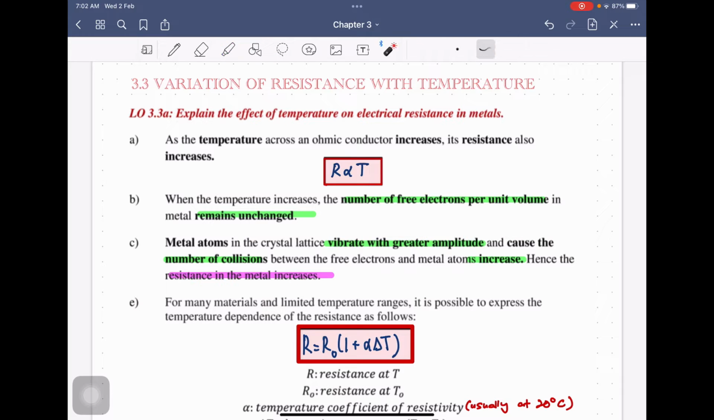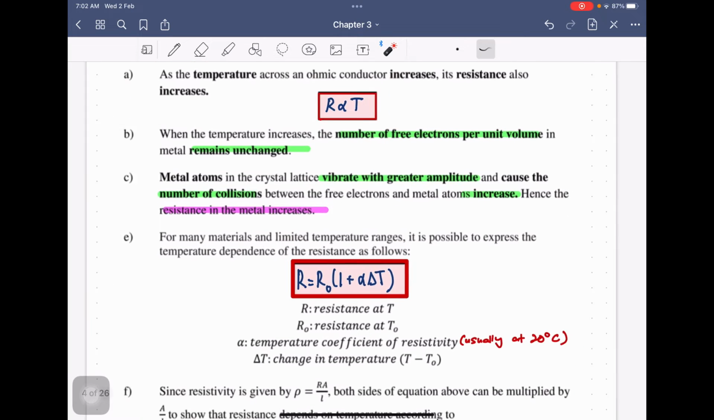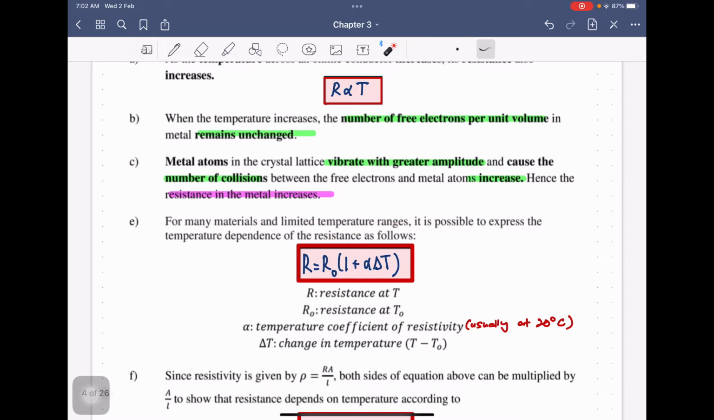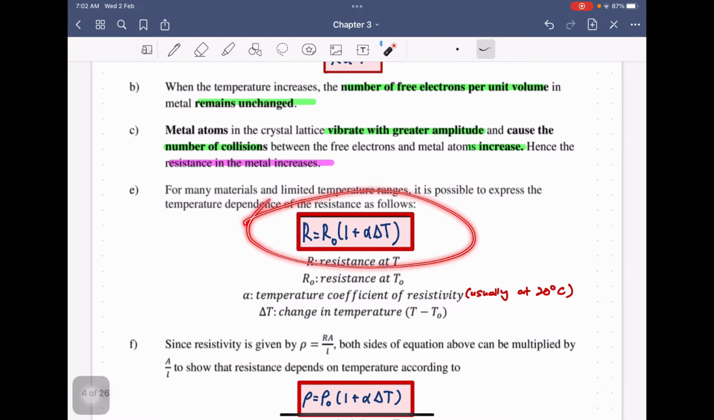Okay, so itu adalah kaitan macam mana temperature boleh affect the value of resistance. Okay, for many metals and limited temperature range, it is possible to express the temperature dependence of the resistance as follows. Okay, so ini ada equation. Kita akan guna R sama dengan R0 (1 plus alpha delta T). Okay, R ini adalah final. Okay, final resistance at temperature T. R0 is the initial resistance at initial temperature. Okay, selalunya, usually, kita punya T initial adalah sama dengan 20 degree Celsius.